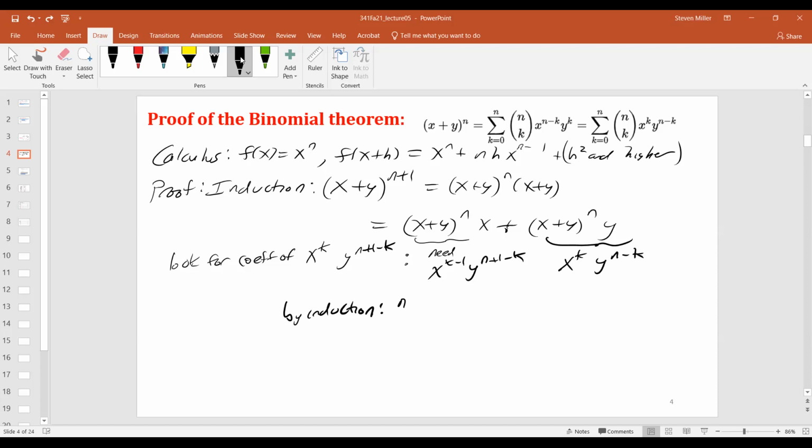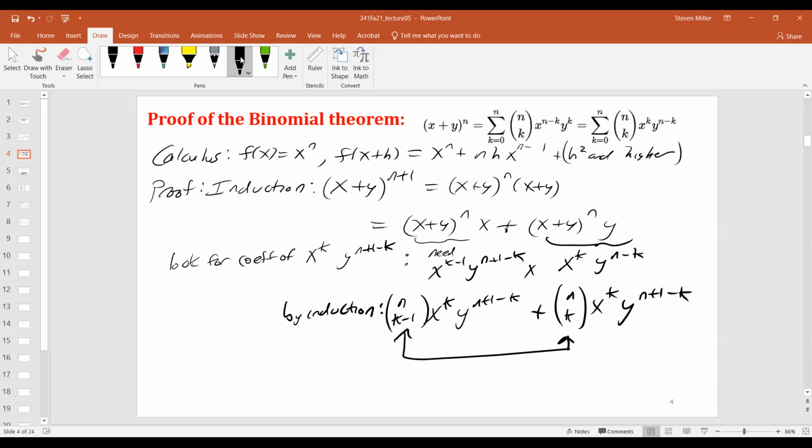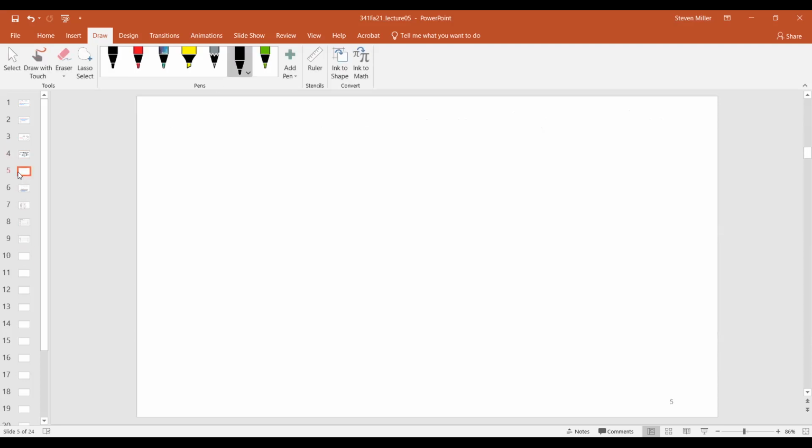So it's going to be n choose k minus 1, x to the k minus 1 times x would get us all the way up to x to the k, y to the n plus 1 minus k. And then this piece, I need the x to the k term. So it's going to be n choose k. And that would become x to the k, y to the n plus 1 minus k. And you can now see here are our two coefficients. So this is one way to do it by induction.